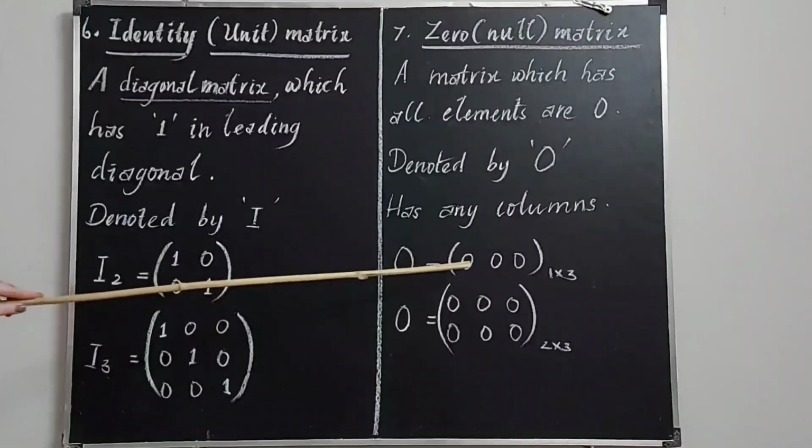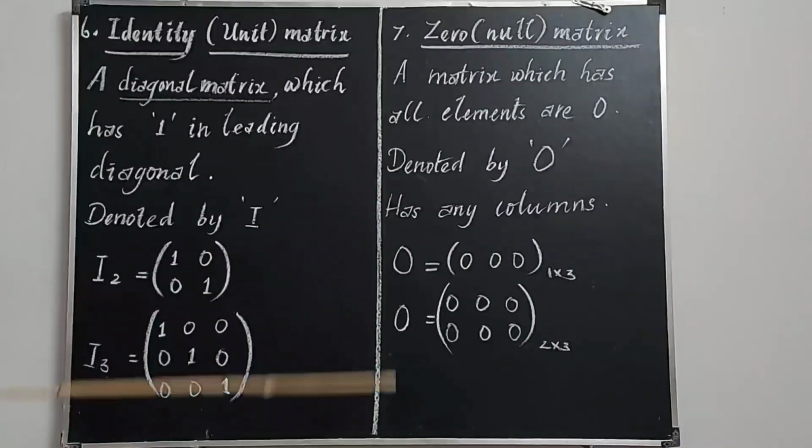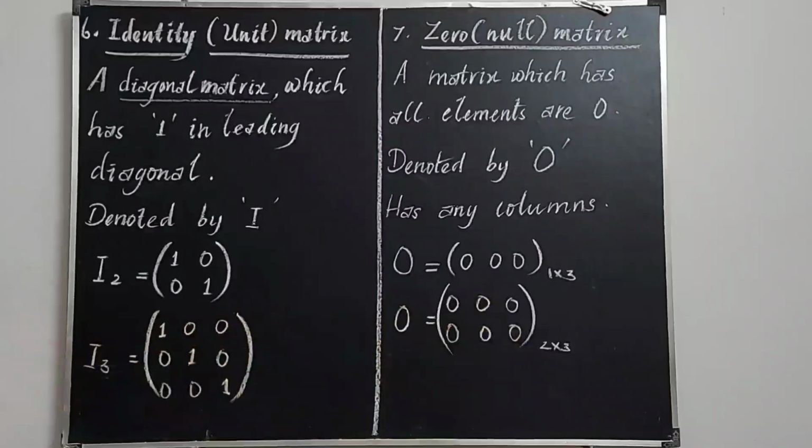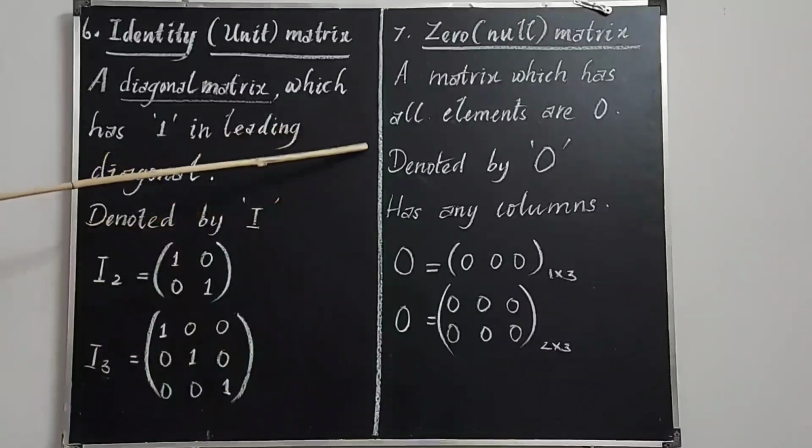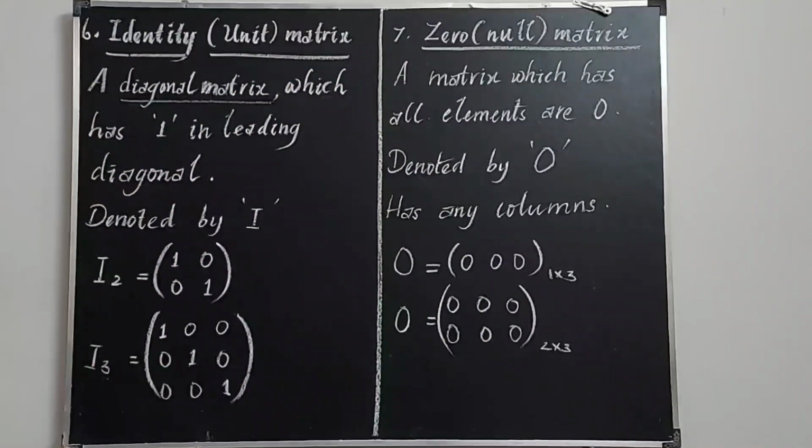So O is equal to 0, 0, 0, which is of 1 by 3 order, and here O is equal to a zero matrix of 2 by 3, 2 rows, 3 columns. So it may be of any order, but it is denoted by the letter O. How is the unit matrix denoted? I. How is the null matrix denoted? It is denoted by the letter O.